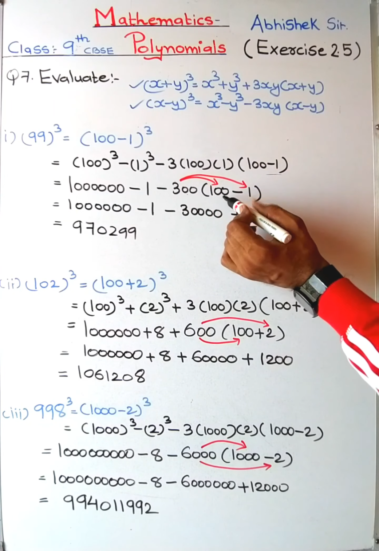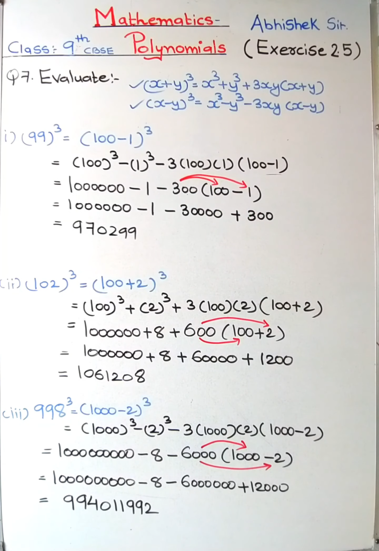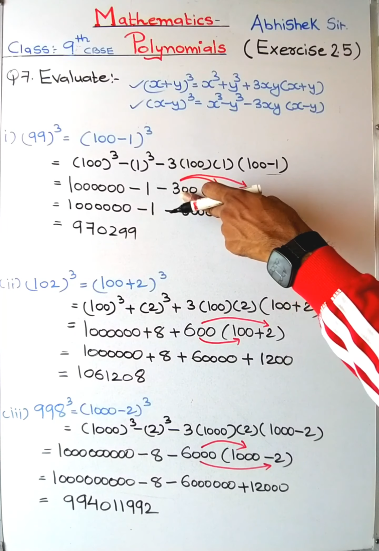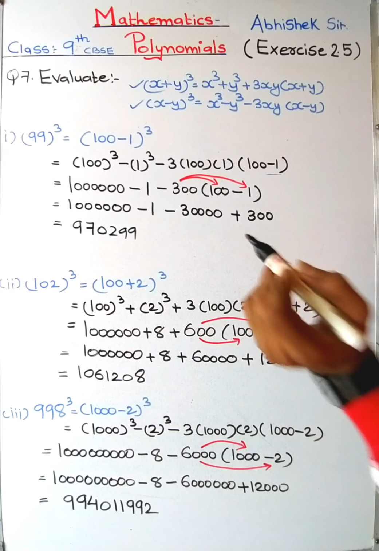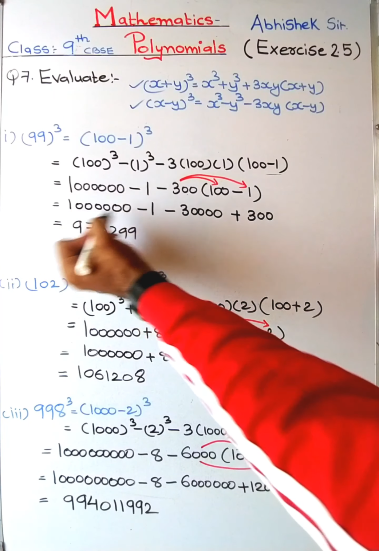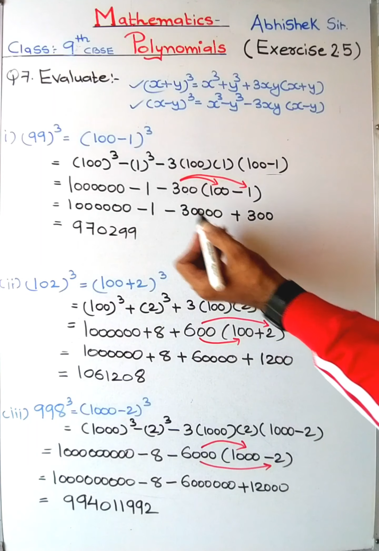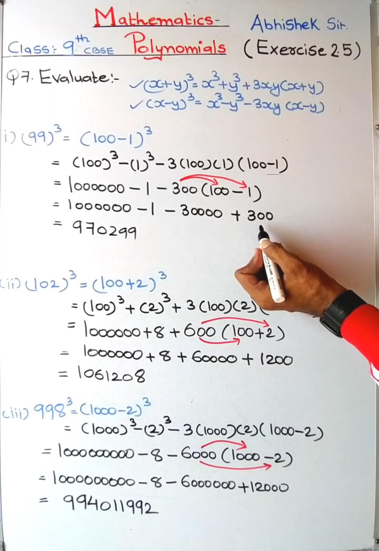Why am I repeating the bracket? So that we can multiply 300 by 1. Don't do 100 minus 1, 99 into 300, that will increase the simplification process. So in the next term these two terms will be repeated. 300 into 100 becomes 30,000, minus 30,000, minus minus plus 300 ones are 300.